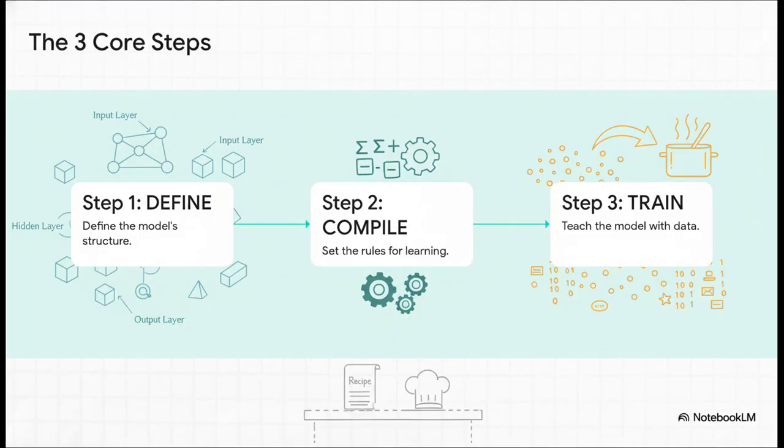And here they are. It's that simple. Define, compile, and train. Think about it. First, you build it. Second, you give it the rules. And third, you teach it with data. It's a really simple but super powerful recipe. So, let's get cooking and build our first model.